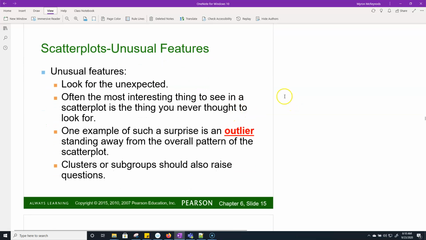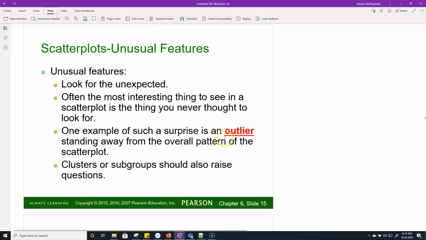Unusual features, look for unexpected things. You'll see some unexpected outliers in data, and you'll wonder what the heck's going on at that point right there. It'll make more sense when you see the two variables and ask, what happened at that point right there? An example of such a surprise is an outlier. It goes away from all the other points in the data. You've got all these points kind of close together, and then you've got one way off by itself.